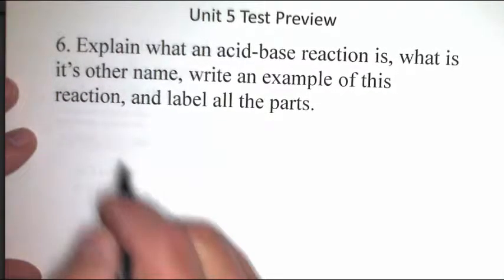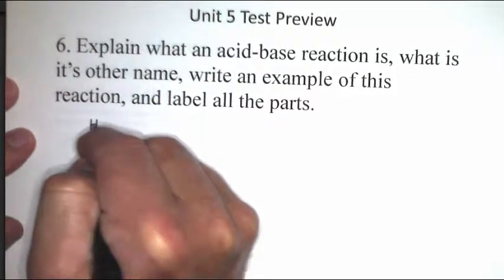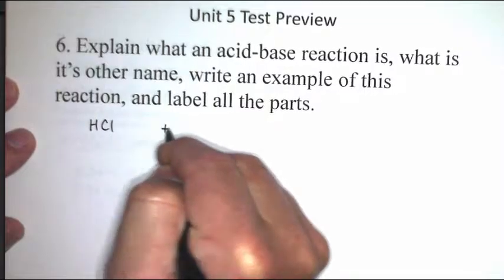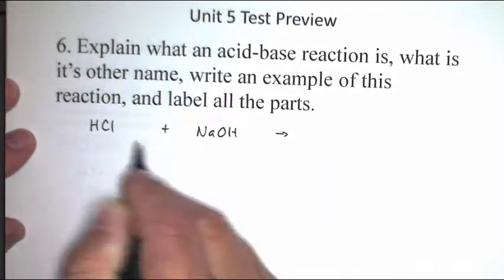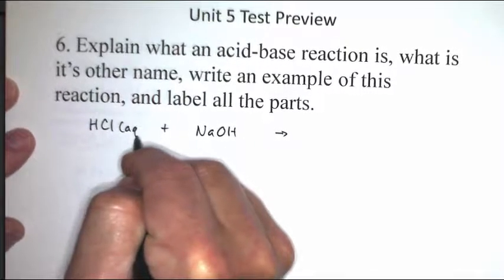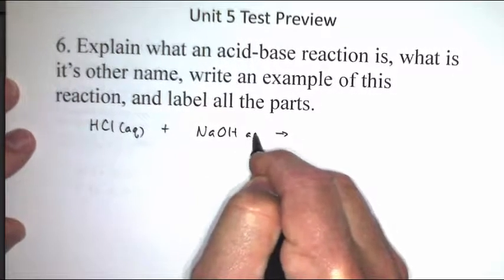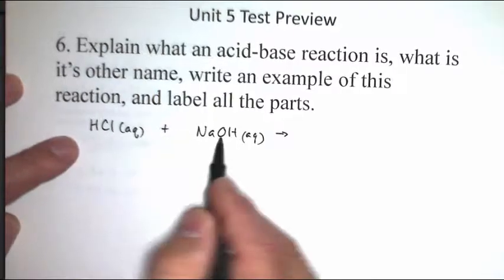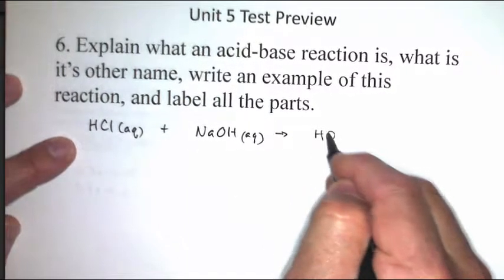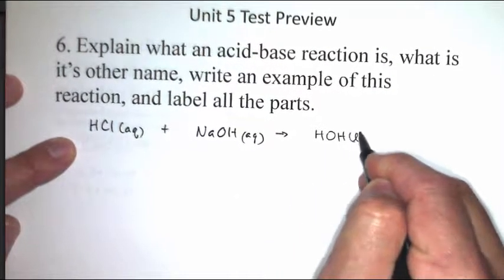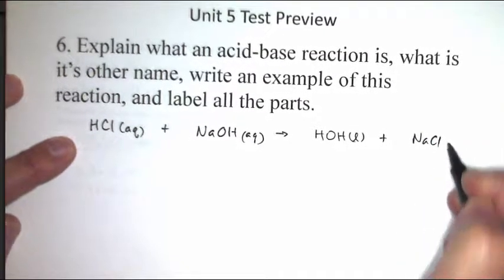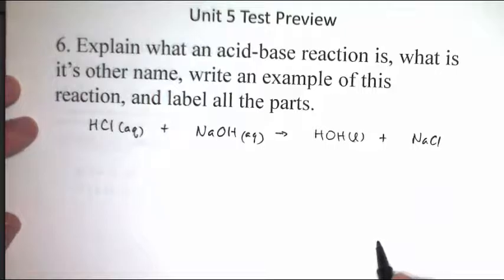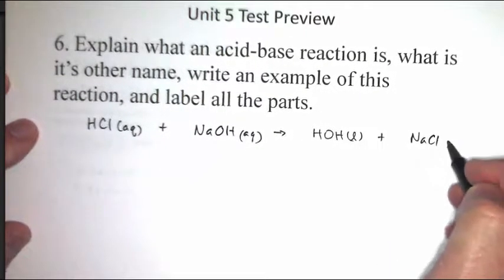Okay? An example of this reaction. Well, I could just choose something really simple like hydrochloric acid and sodium hydroxide. Hydrochloric acid is going to be aqueous. Sodium hydroxide is going to be aqueous. Hydrogen goes with OH. That makes the water, HOH. That's a liquid. Na is going to go with Cl. And this is common table salt. So this is a salt that you should recognize, and it's going to be aqueous.